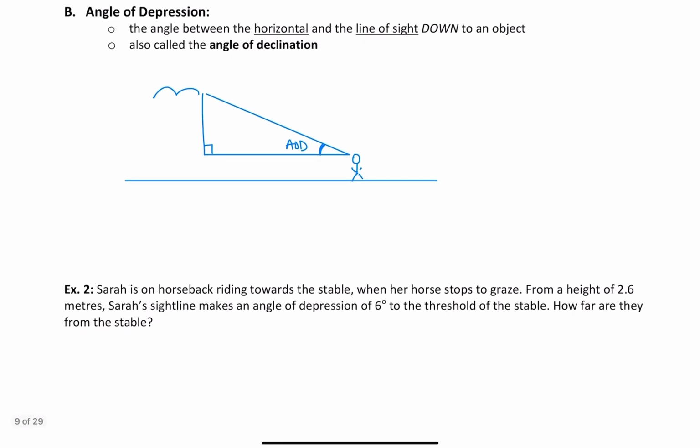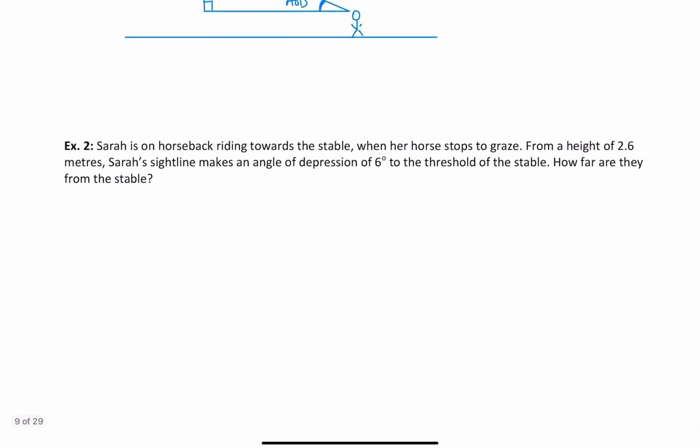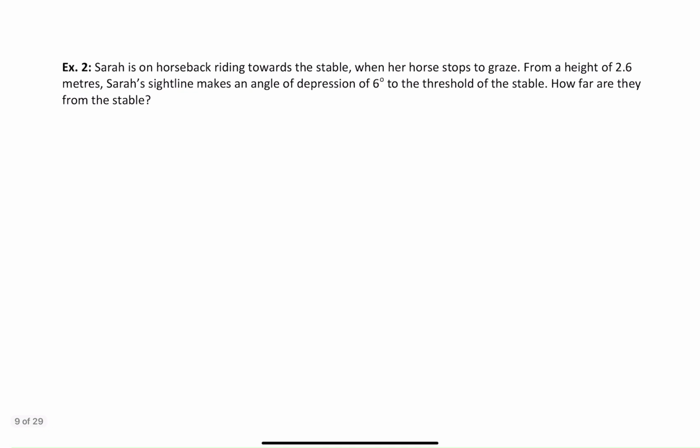Okay, let's take a look at an example. Sarah is on horseback riding towards a stable when her horse stops to graze. From a height of 2.6 meters, Sarah's sightline makes an angle of depression of 6 degrees to the threshold of the stable. How far are they from the stable? Okay, so let's see. Sarah's on a horse. I'm not even going to attempt to draw a horse. I'm just going to go right into the triangle. So Sarah's up here, and she's 2.6 meters up, and her sight line makes an angle of depression of 6 degrees.